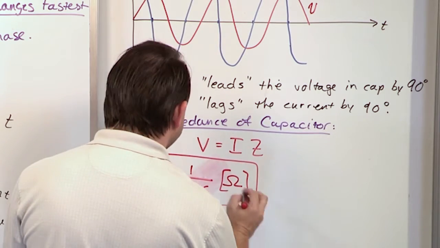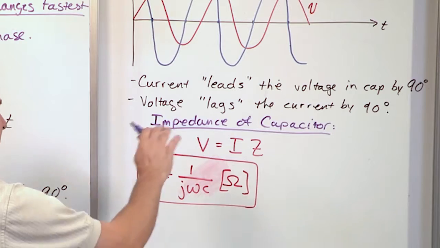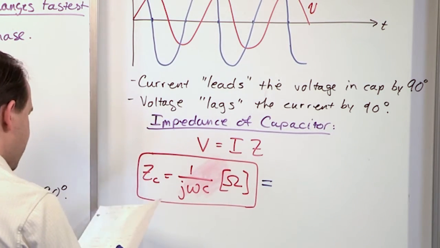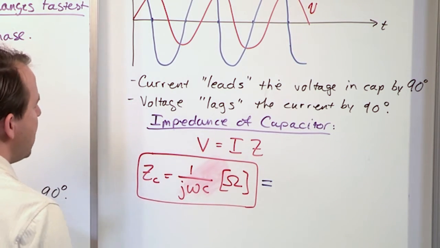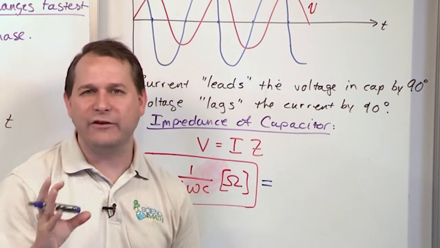But I also want to show you something. Even as I circle it, this is the equation I use, but I want to manipulate it just a little bit and show you something. So let me go ahead and put an equal sign over here. Notice that the j is on the bottom. That's fine. There's nothing wrong with that. But what if I wanted to move the j onto the top? How could I do that?